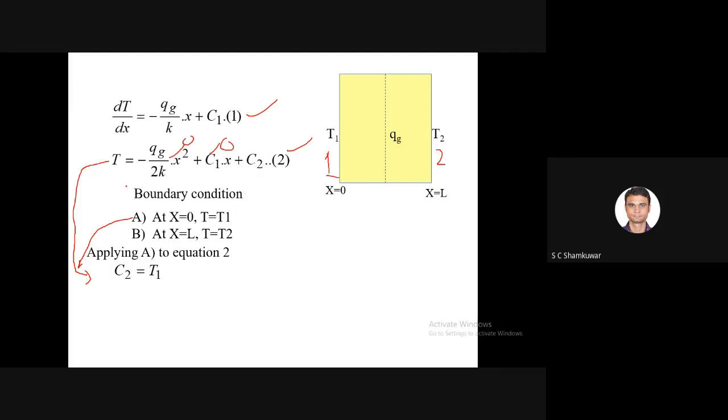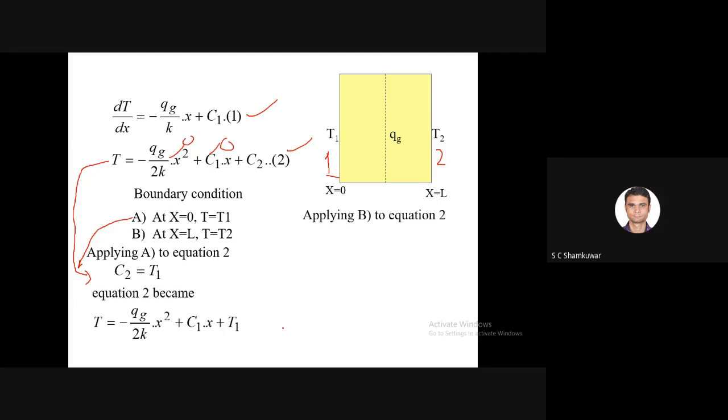What will you get? C2 is equal to T1, because T equals T1 here. Understood? Now we put that C2 equal to T1 in the original equation. So what will we get? T equals minus Qg by 2k into x square plus C1x. We have just replaced the value of C2, C2 equal to T1. Any problem? Please give me a response. No, sir, till this step.